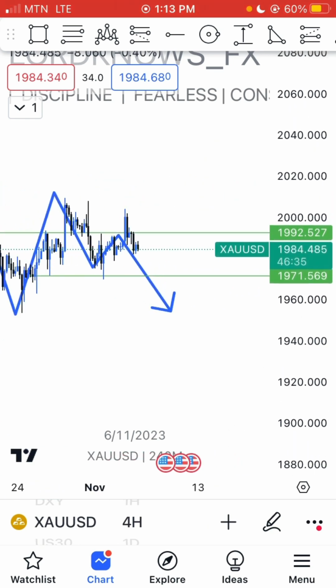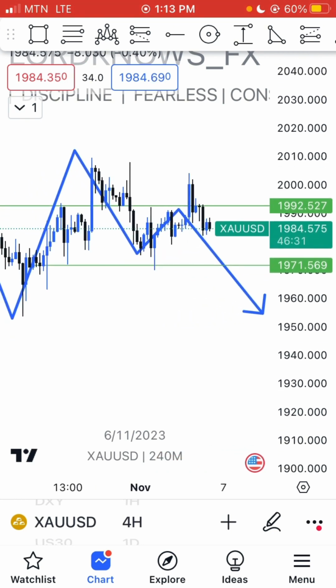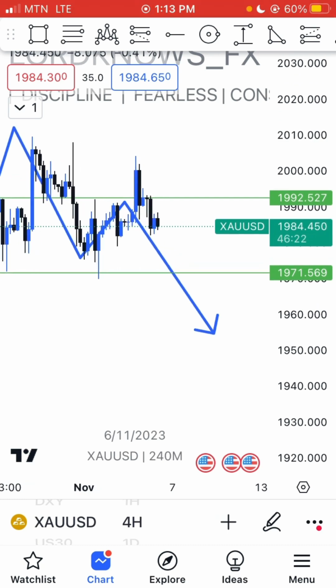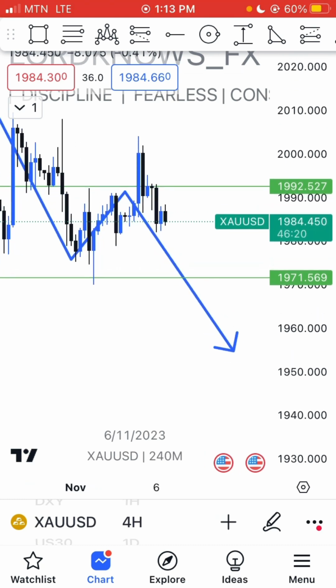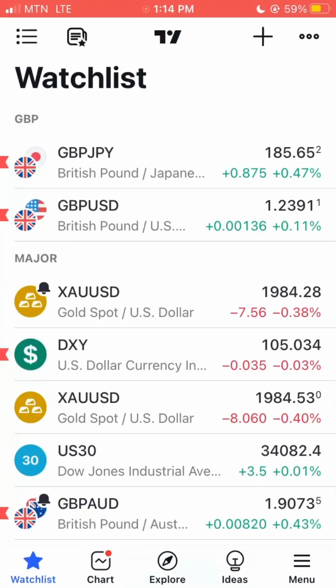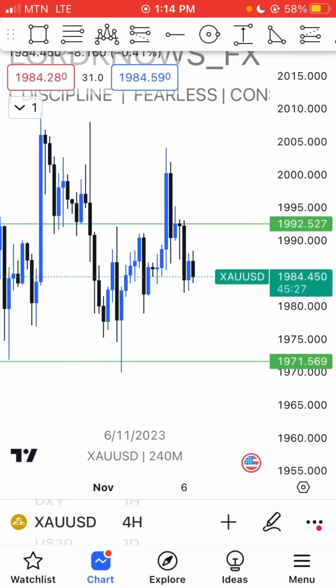Because mostly we also sometimes consider what happens globally. Let's say, for example, the Palestine war that is going on and the Gaza war, it's really affecting gold. So let me show you what I was trying to say, that for the past week, gold and DXY have a positive relation. So you see, there's gold. Okay, so there's gold on 4 hours.